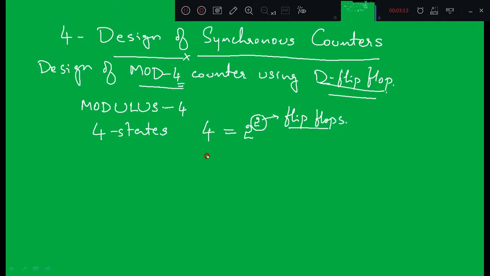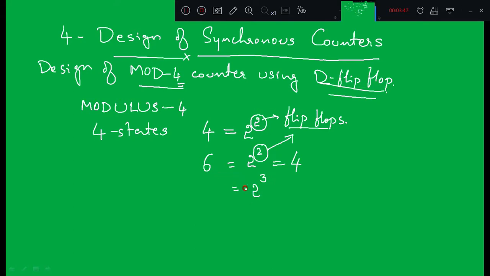So let us say if I tell you to design a mod 6 counter, but 6 is not a power of 2, and I should include all 6 states. To include all 6 states, how many flip-flops do we require? If I use 2 flip-flops, then I can cover only 4 states, but 6 is greater than 4. So in that case I need a total of 3 flip-flops, one extra flip-flop, to cover 6 different states.